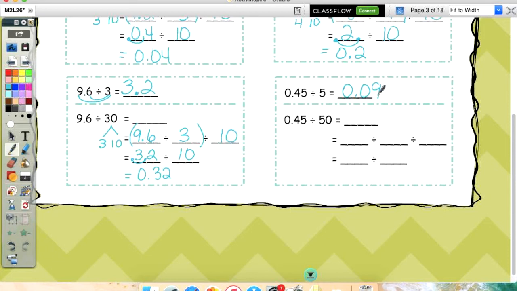Now I'm going to go back to what I just said. I start with hundredths, I end with hundredths. Remember, that only works when you're dividing by a whole number. If this were a decimal, that would not work. Start with bananas, end with bananas. Only works with whole numbers. Okay?